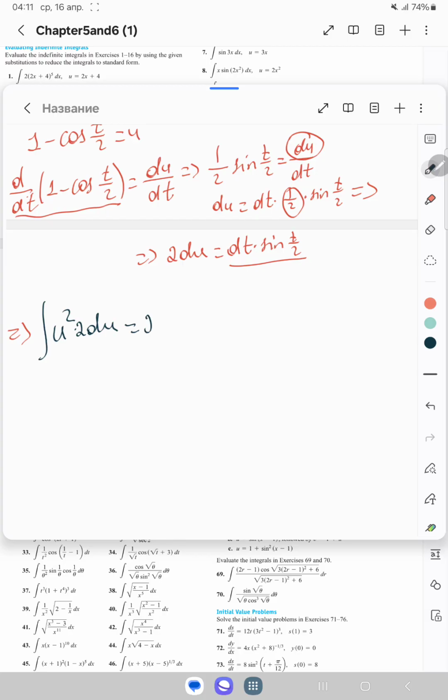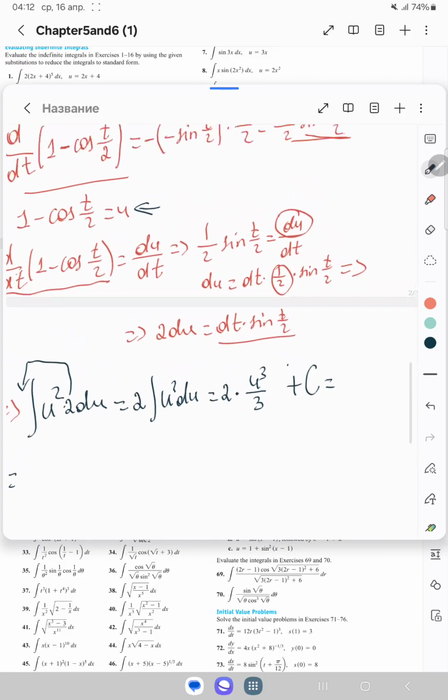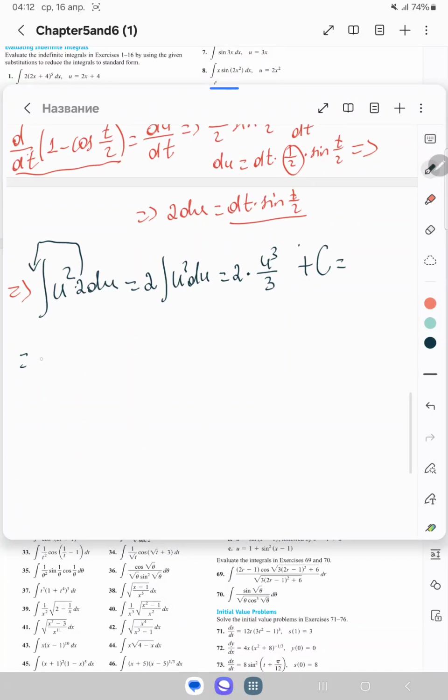And 2 is a constant, so I can put it out of the integral. U squared du becomes 2 u cubed over 3 plus c. Now we don't need parentheses. Instead of u, I will write 2 times 1 minus cosine t over 2, all over 3, plus c. Cubed.